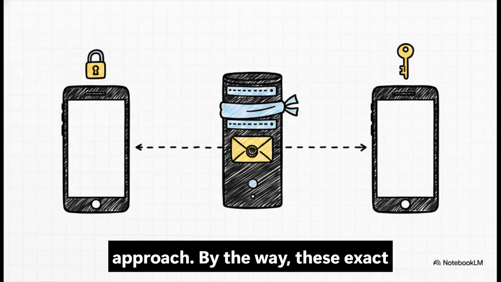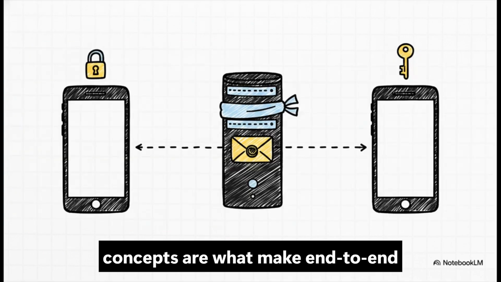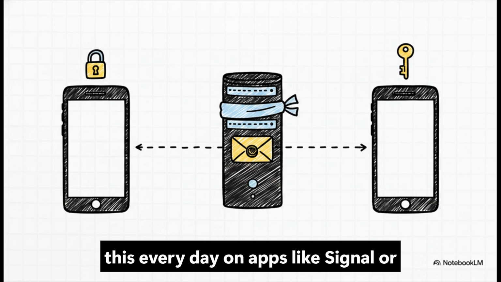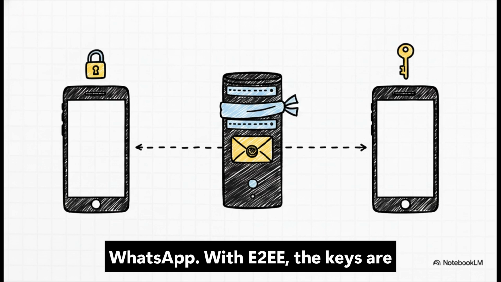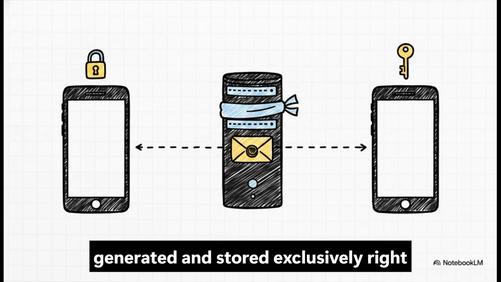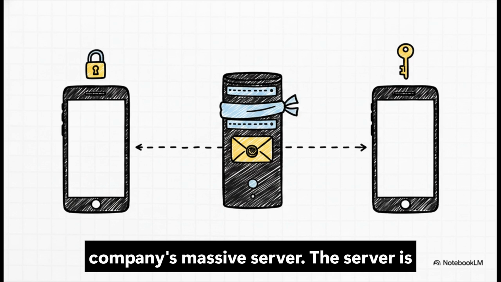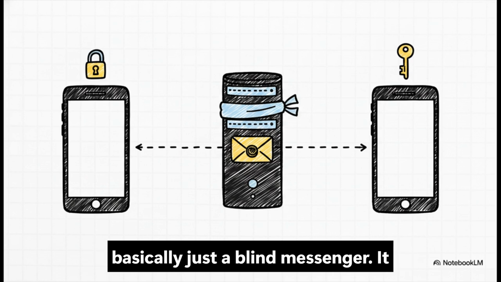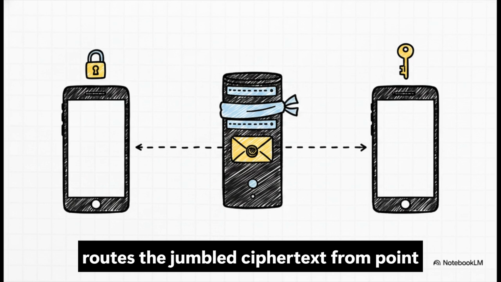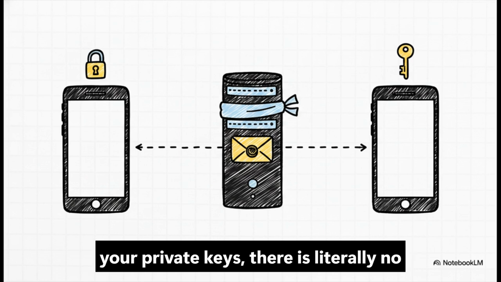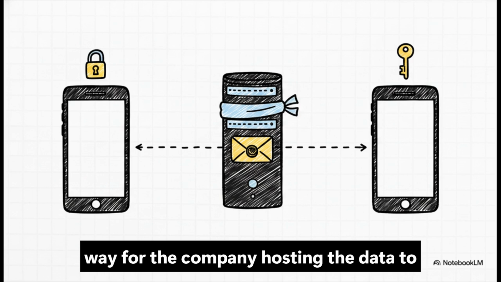By the way, these exact concepts are what make end-to-end encryption, or E2EE, possible. You use this every day on apps like Signal or WhatsApp. With E2EE, the keys are generated and stored exclusively right there on your device, not on some company's massive server. The server is basically just a blind messenger. It routes the jumbled ciphertext from point A to point B. But because it doesn't have your private keys, there is literally no way for the company hosting the data to read your messages.